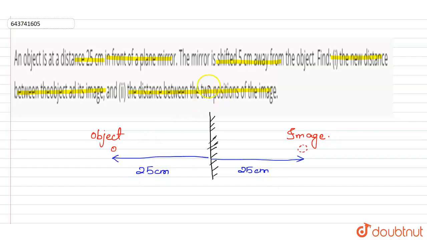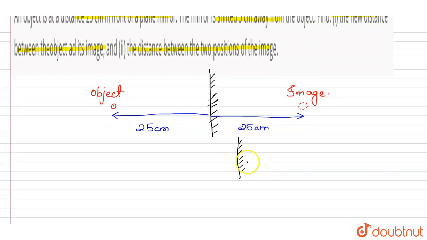Now the question says that the mirror is shifted 5 cm away from the object. This is the new position of the mirror, shifted 5 cm away from the object. The object is the same, kept here. So this is the object.